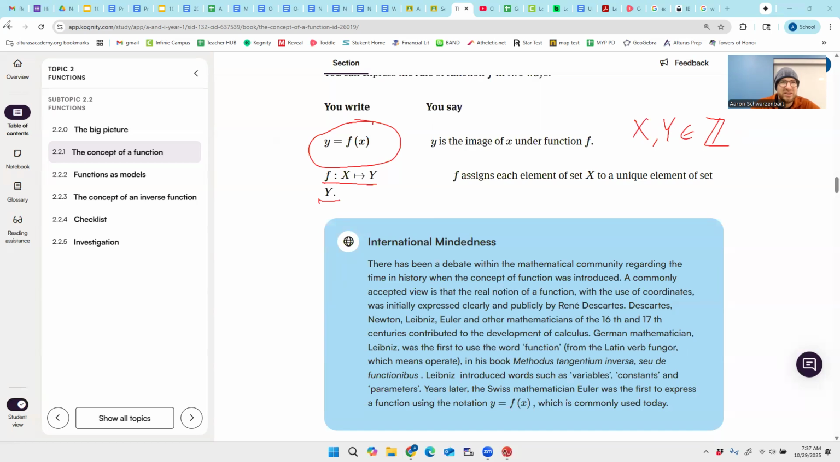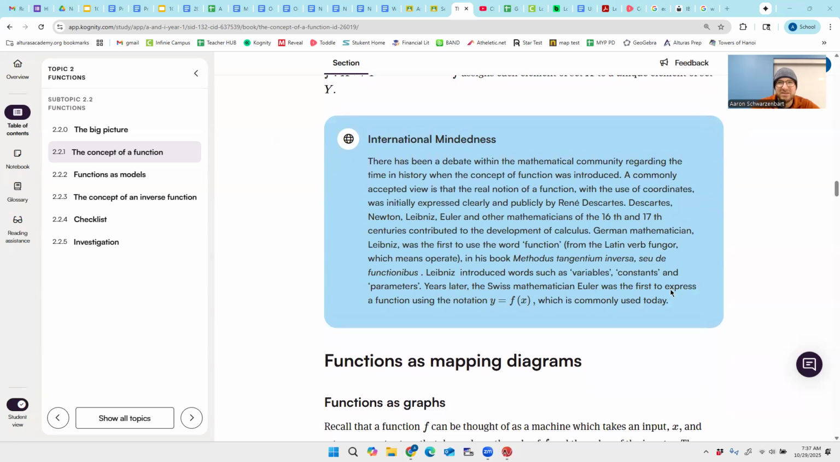So a little history with this international mindedness box. There's a debate within mathematics regarding the time and history of when the concept of a function was introduced. It is a commonly accepted view that the real notion of a function with use of coordinates was initially expressed clearly and publicly by René Descartes, thus the Cartesian plane.